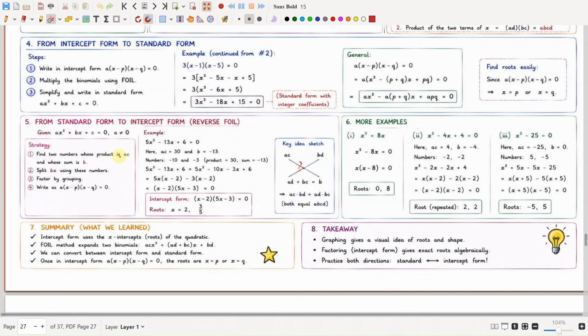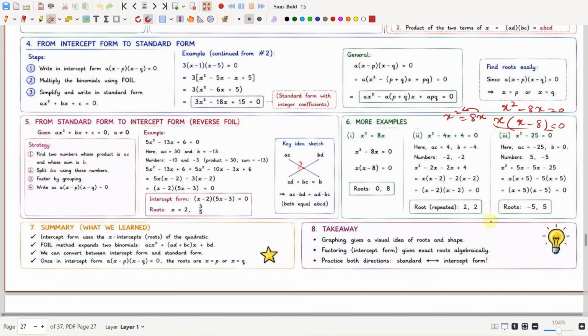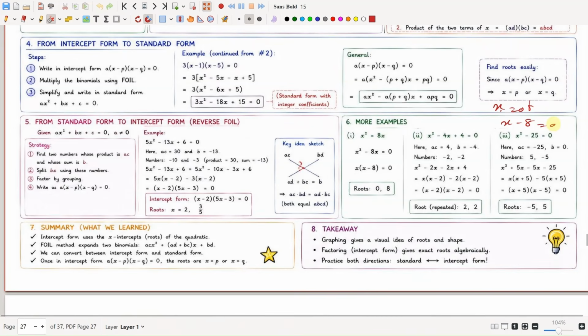Okay, so now let's see some examples on how we find the roots. Okay, x square equal to 8x. See, x square is equal to 8x. I'm bringing this 8x to the other side. Then I'll be getting x square minus 8x is equal to 0. I'm taking the x common here. Then it will be x into (x minus 8) is equal to 0. So I'm equating both these terms to 0. Then it will be x is equal to 0 and x minus 8 is equal to 0. Then x is equal to 0 and x is equal to 8 are the two roots.